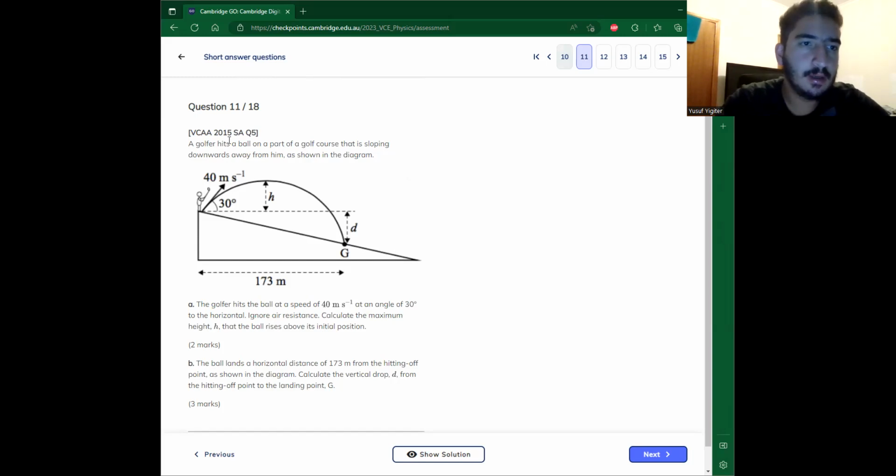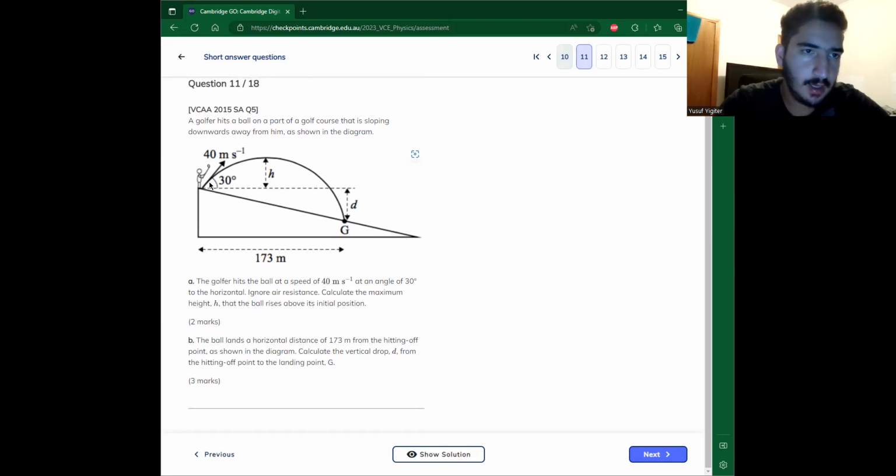This is a 2015 exam essay from South Australia. A golfer hits a ball on a part of a golf course that is sloping downwards away from him, as shown in the diagram. Wow, this one is one of the complicated questions, where you have a perfect symmetry of an inverse parabola, and you also have that little bit of distance right there. Now that is a bit difficult, right? Makes life harder for us.